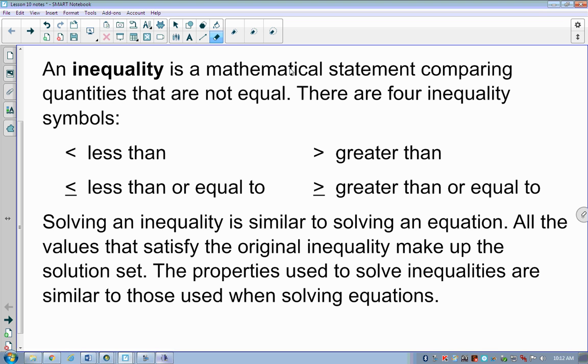The inequality symbol changes directions. You're absolutely right. Now, if it was equal to before, it's still going to be equal to. We don't get rid of the equal to or add an equal to, but really that's kind of the big deal. If I'm multiplying or dividing by a negative, that changes the inequality symbol. Other than that, a lot of times you can treat it just like it was an equal sign, right? Those are really your only two property rules you have to be aware of. The properties used to solve inequalities are similar to those when solving any other equation. All the values that satisfy the original inequality make up the solution set.